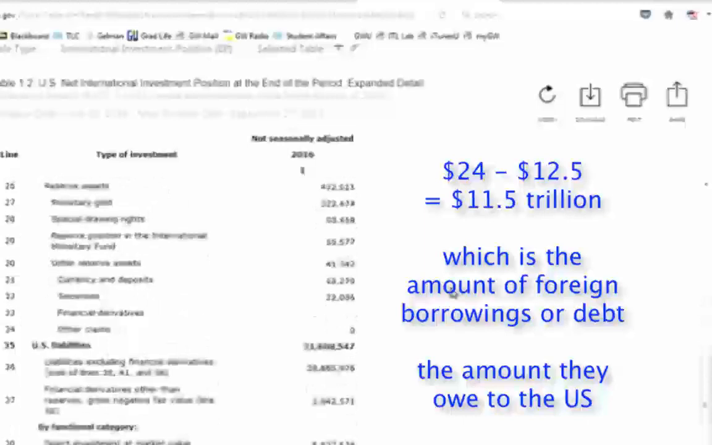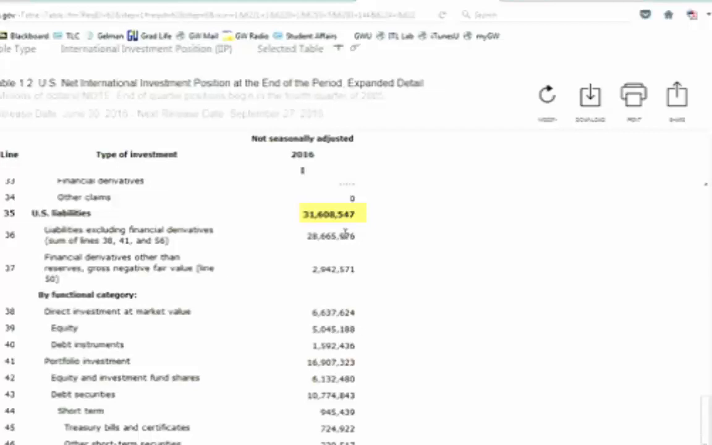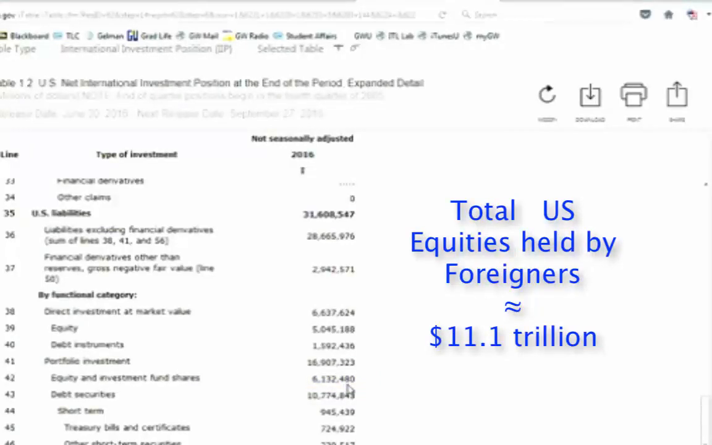Now, let's go down to U.S. liabilities. Now, that's $31.6 trillion, quite a bit bigger. That accounts for the $7.5 trillion difference. And let's look at the equities there. $5 trillion in direct investment equities and $6 trillion in portfolio equities. That's $11.1 trillion, pretty close to 12.5, which is what's going out on the other side. So foreigners have bought in about $11.1 trillion worth of equities. U.S. has bought abroad about $12.5 trillion, a little bit more abroad than here, but mostly, when you're talking about numbers in the tens of trillions, mostly it's pretty close to each other, right? They net out almost to zero.